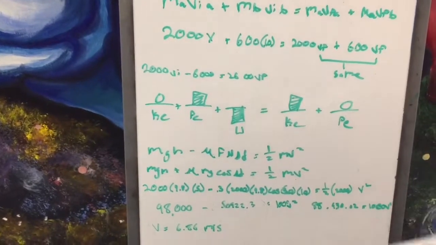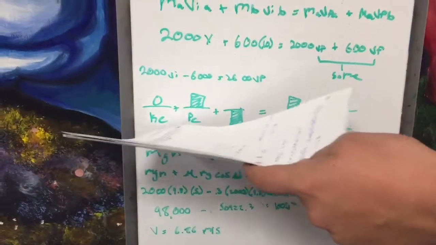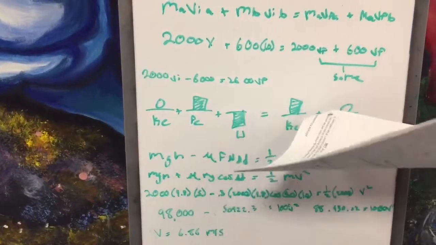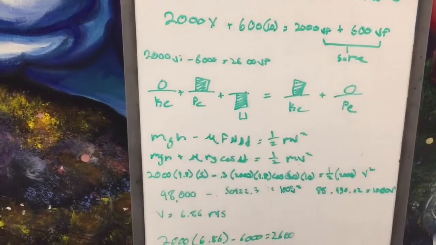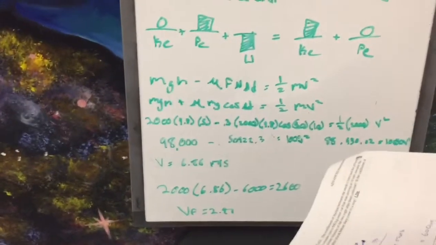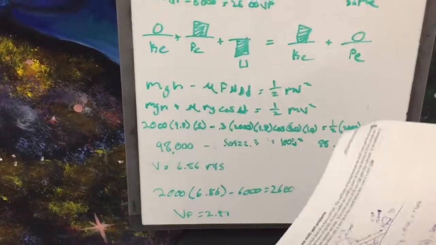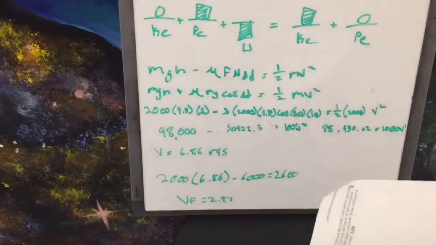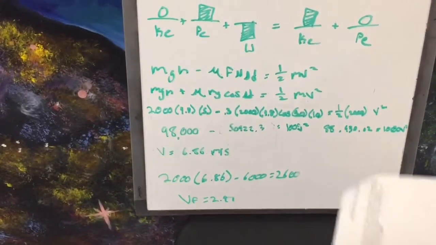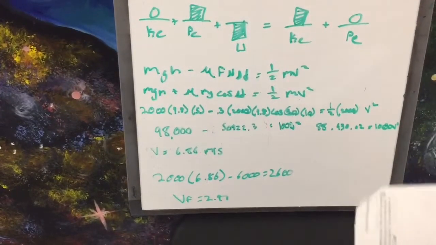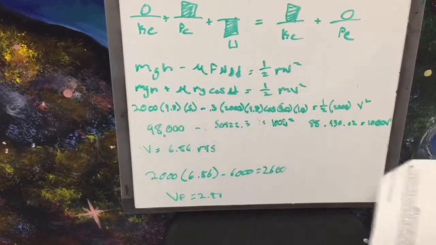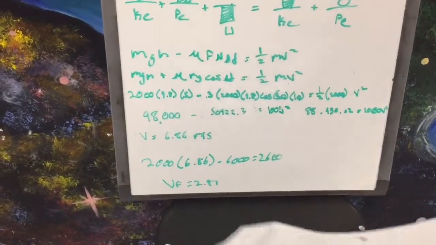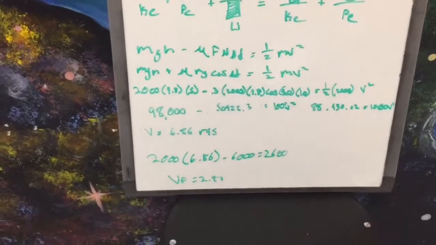So we get that it starts out not moving, and then it's up off the ground with negative work, and then it ends moving, but it's on the ground. So we get mgh minus mu times fn times delta d equals 1/2 mv squared. We plug that in: 2,000 times 9.8 times 5 minus 0.3 times 2,000 times 9.8 times cosine 30 times 10 equals 1/2 times 2,000 times v squared. When we solve for v, we get 6.86 meters per second.